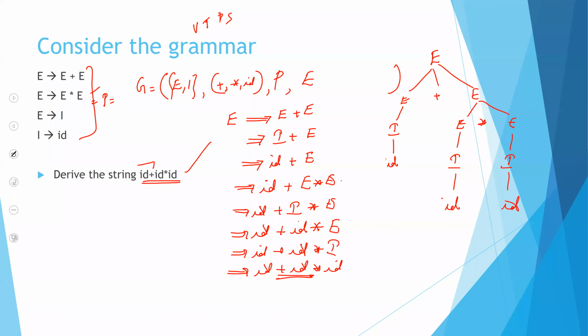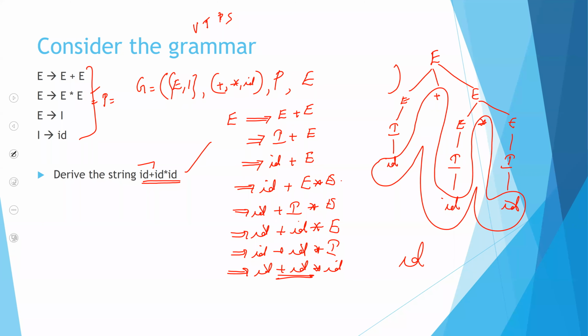When you take the terminals, the leaves of your tree, you should be getting the string ID plus ID into ID. When you take the terminals from your derivation tree or the parse tree, you should be able to get the string, which means you are able to derive it.